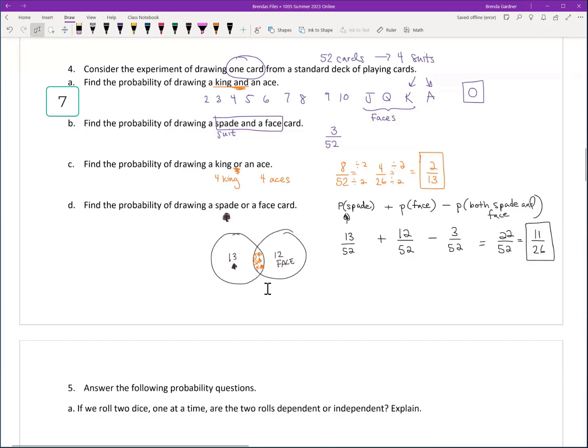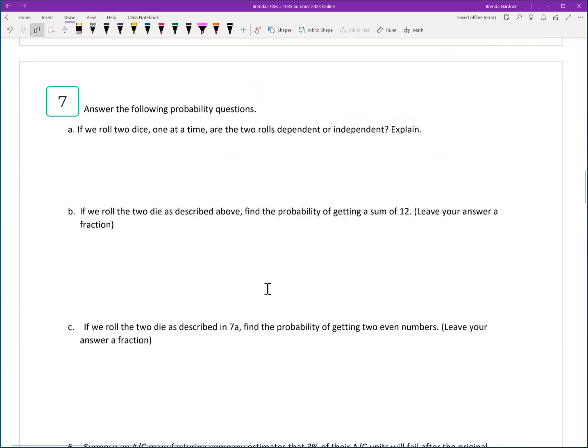Okay, question 5. Answer the following probability questions. If we roll 2 dice, one at a time, are the rolls dependent or independent? So this is kind of an understanding vocabulary question. What does independent versus dependent mean? So I like to think about independent like one doesn't affect the other. Dependent means one does have an impact on the other.